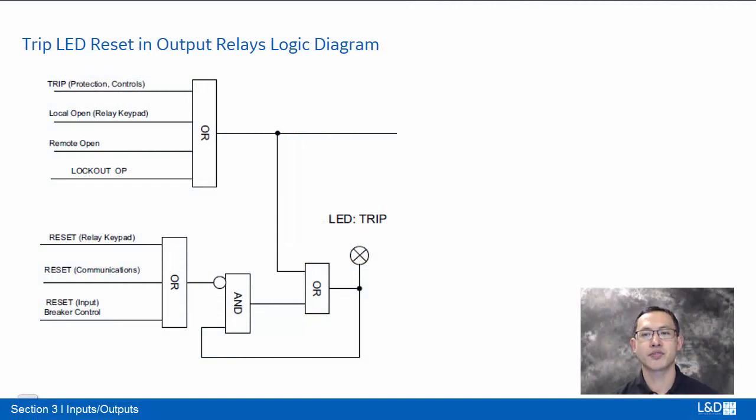In the previous phase IOC demo test, we saw the trip LED was latched even when the fault is removed. Then we need to press the reset button to reset the LED. Let's see why it is working that way in the logic diagram of the output relay. When trip happens, trip LED turns on and will be latched by itself when the reset input is 0. When reset condition is asserted, then LED will turn off.